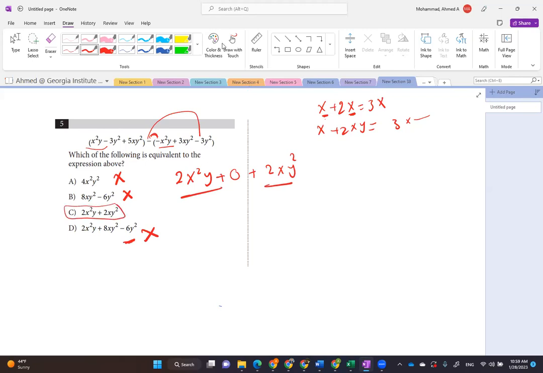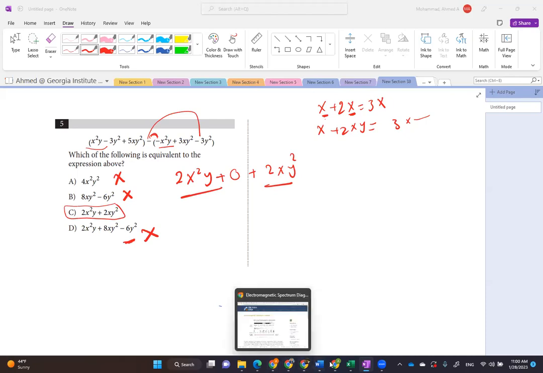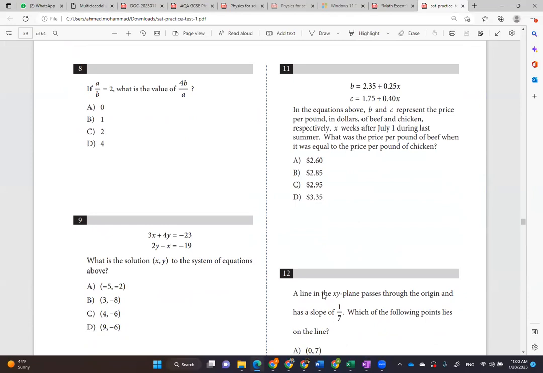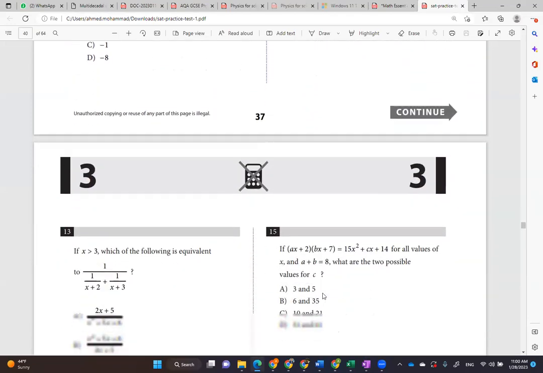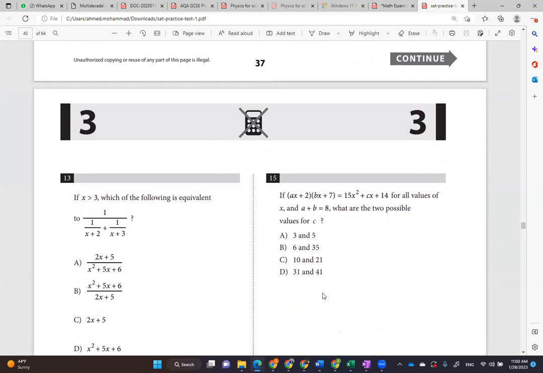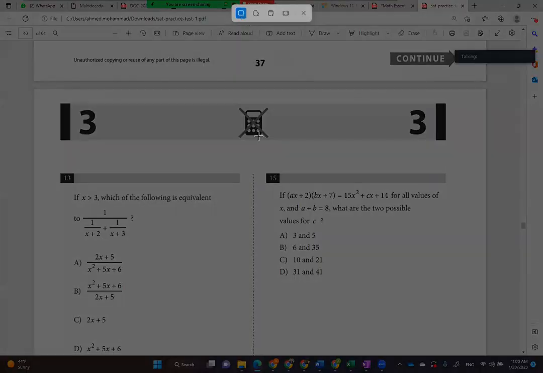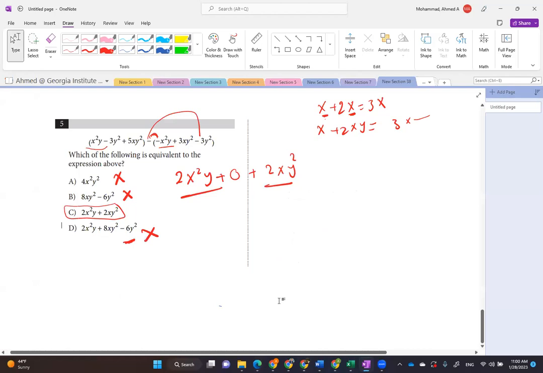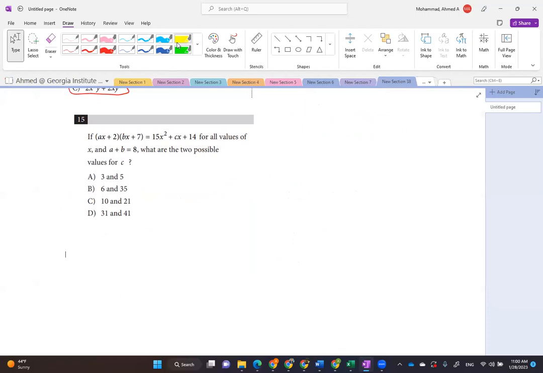So who asked me about number 5? Now you got it? Adam, you got it? Okay, perfect. For the second one, let me go back. And which one I give it to you? 13 or 15? 15. For number 15. Who need help in number 15?